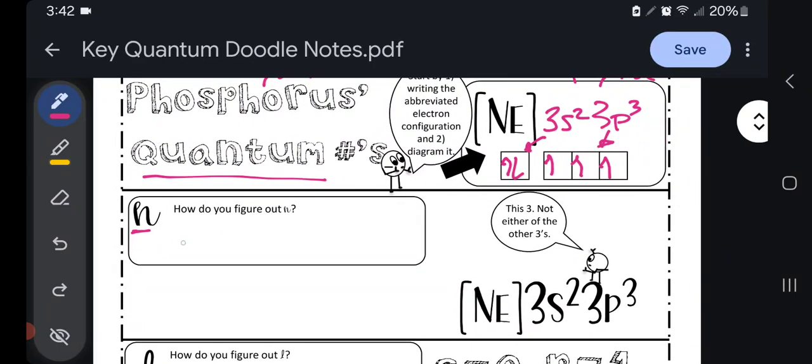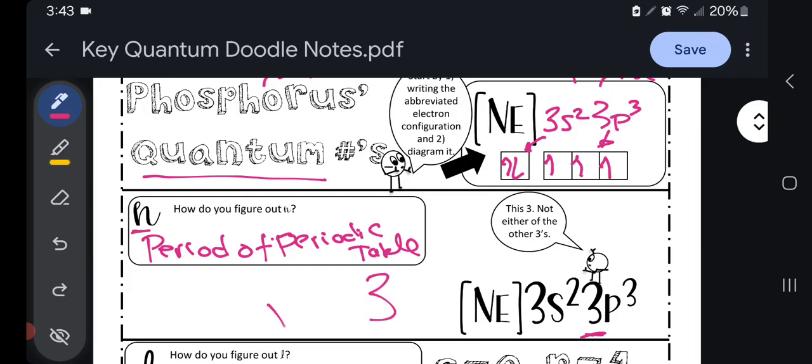How do you figure out n? Remember, we figured it out by looking at the period on the periodic table that it's found in. So this 3, not either of the other 3s. The last one written tells me what energy level I'm in. Whatever the last biggest number is, that's how I know which level I'm in. So my n is equal to 3.